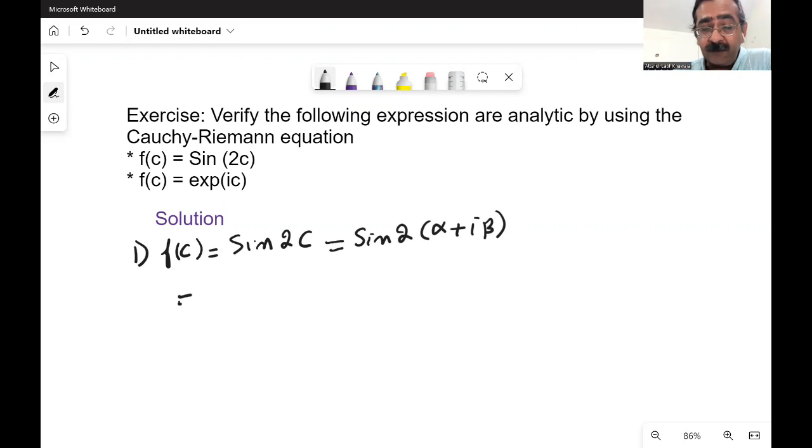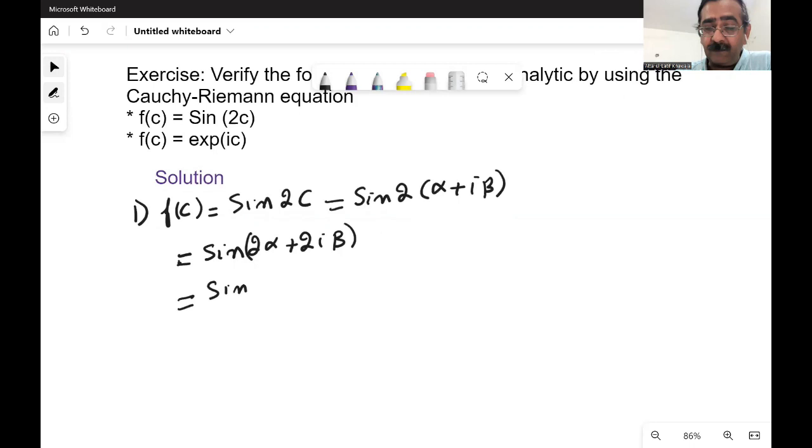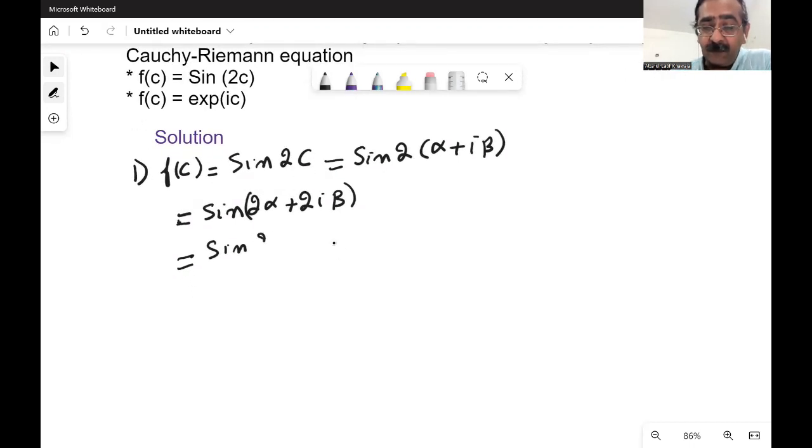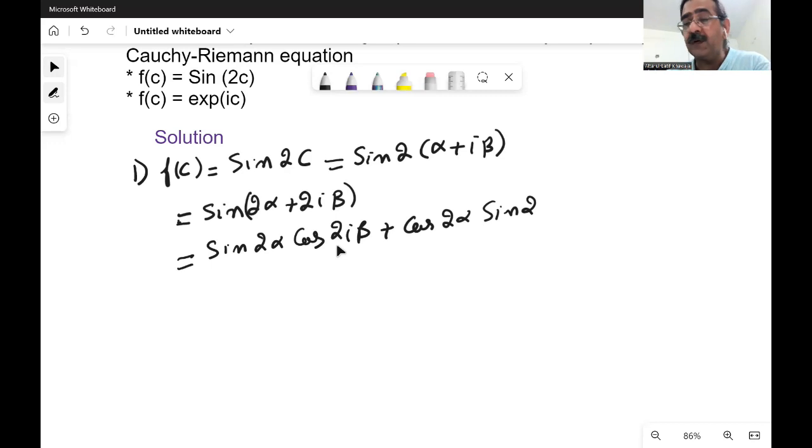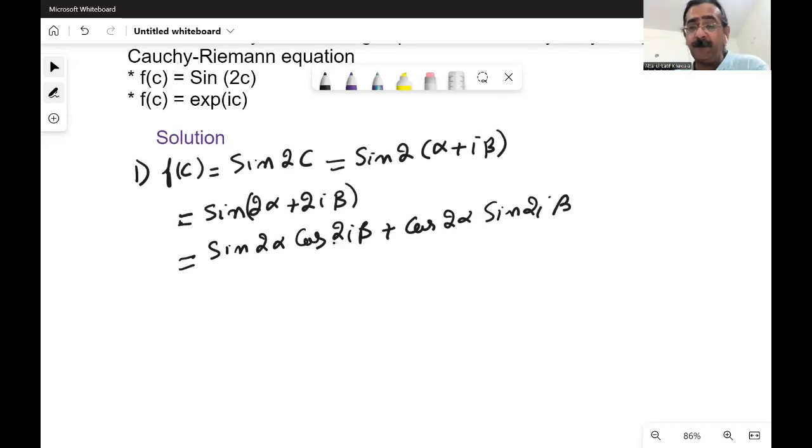So we may write sin(2 alpha + 2i beta), and it will be equal to sin 2 alpha cos 2i beta plus cos 2 alpha sin 2i beta.